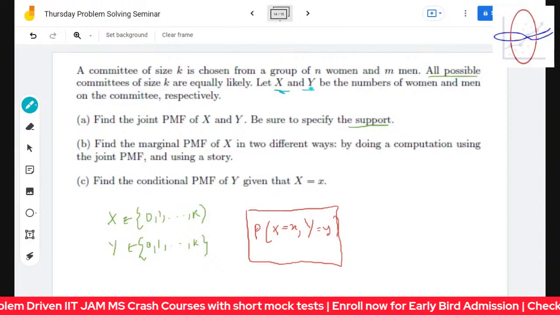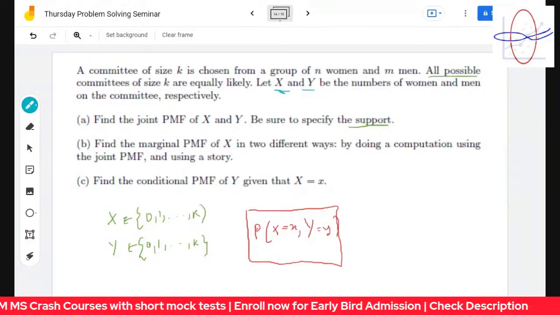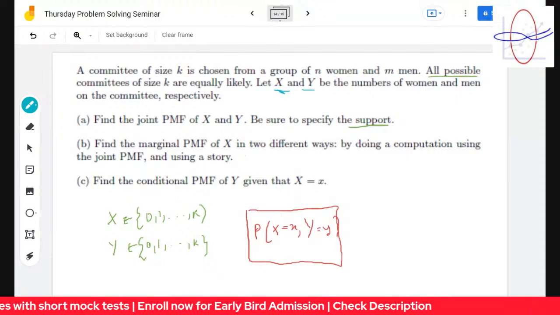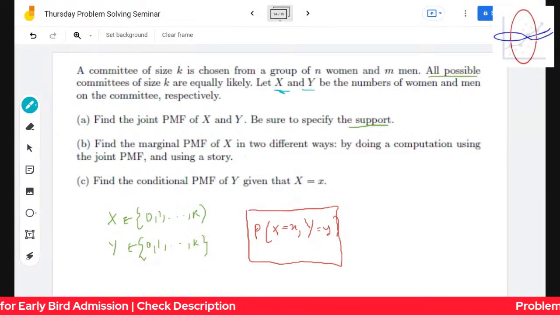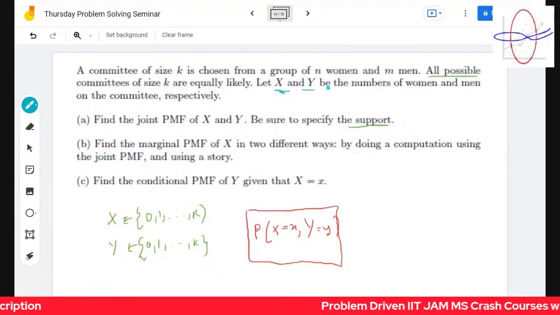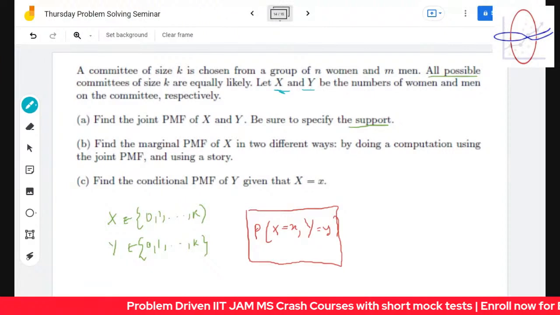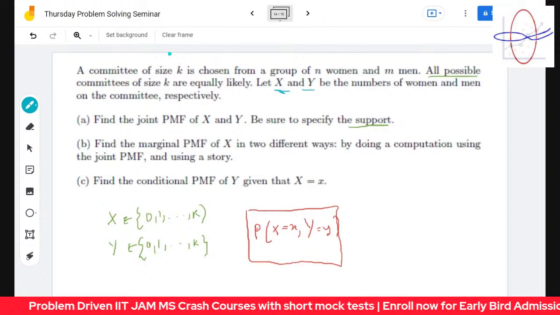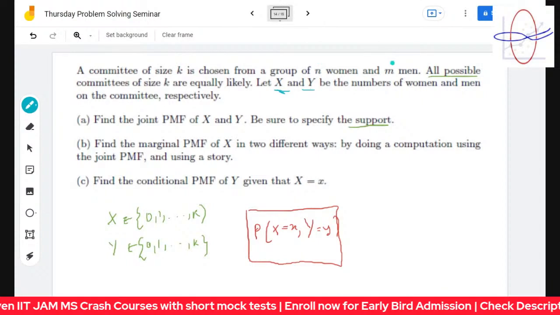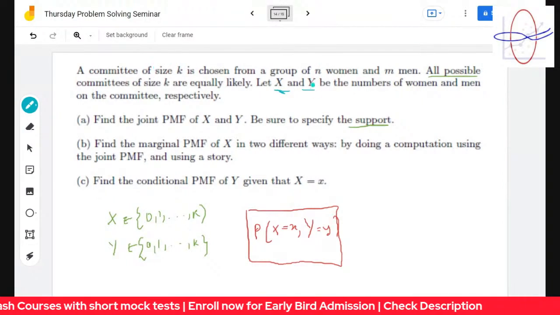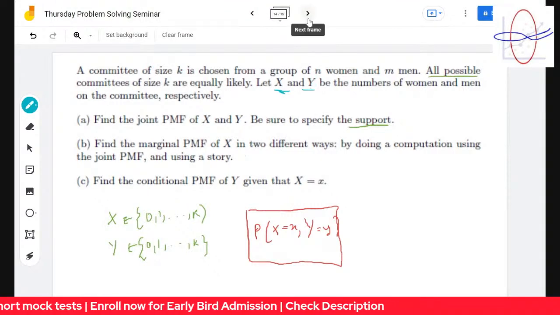X and y are equally likely. What is x and y? Okay, but they have an intricate relationship, right? So x can be 100. Let's say k is equal to 100, and m is equal to 200. Perfect. So this is a relationship between x and y.